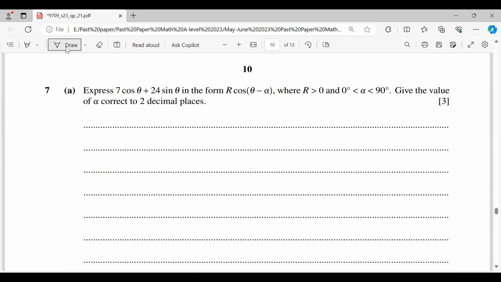7. A, express 7 cosine theta plus 24 sine theta in the form r cosine theta minus alpha, where r is greater than 0 and alpha is in the interval 0 to 90. Give the value of alpha correct to 2 decimal places. Okay.